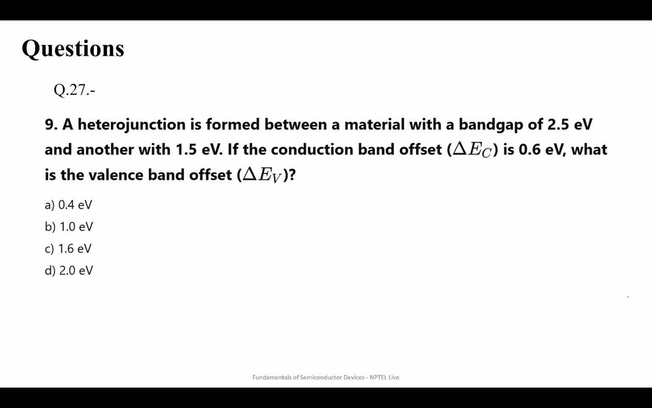A heterojunction is formed between a material of band gap 2.5 electron volts and another with 1.5 electron volts. If the conduction band offset delta EC is 0.6 electron volts, what is the valence band offset delta EV? 0.4 electron volts, 1 electron volt, 1.6 electron volts, or 2 electron volts?